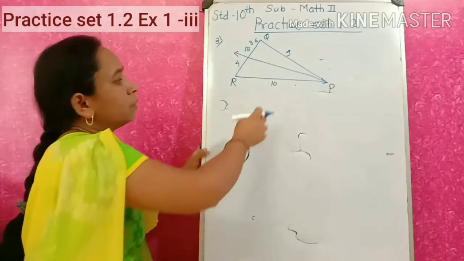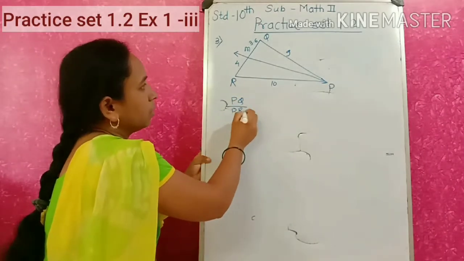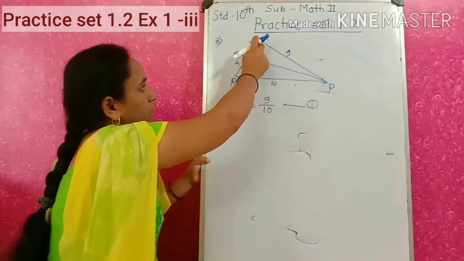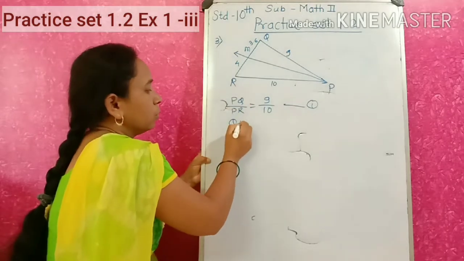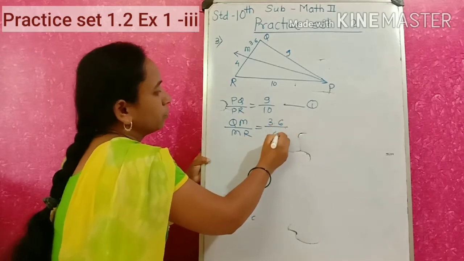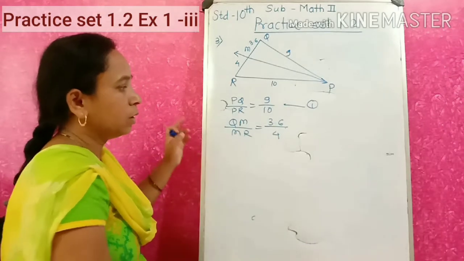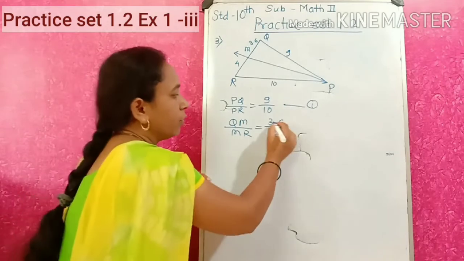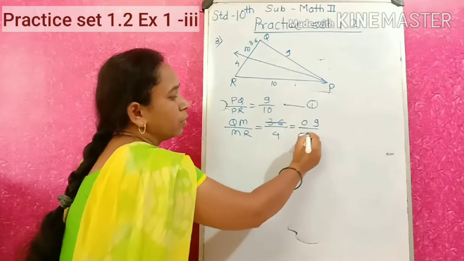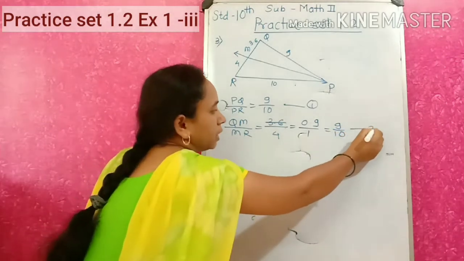Next figure. Again, if I want to show that PM is a bisector, I'll take PQ upon PR. PQ is 9 and PR is 10, so 9 upon 10. This is the first one. Then if I have taken PQ, I have to take QM upon MR, which is 3.6 upon 4. This is divisible by 4. If I reduce it, I'll get 0.9, for 4 nines are 36 and 4 ones are 4. And if I remove the decimal point, I'll get 9 upon 10. This is the second ratio.